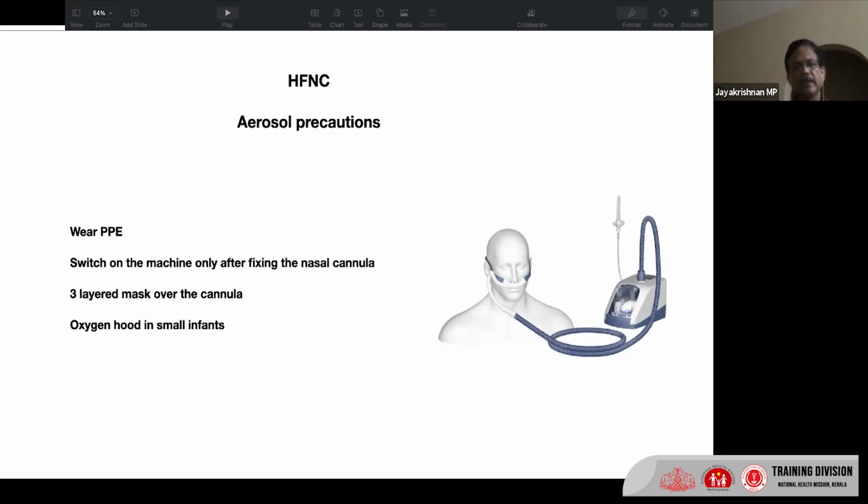And as I mentioned, aerosols are a big problem. Very important that all healthcare personnel wear proper PPE, and you switch on the machine only after fixing the nasal cannula, because if you switch on the machine first and then put it on, the child might sometimes start becoming panicky. That can again result in generation of a lot of aerosol. And if you put a 3-layer mask over the nasal cannula, it might sometimes prevent some aerosol from getting disseminated. Or instead of a mask, you can sometimes keep an oxygen hood also in small infants.